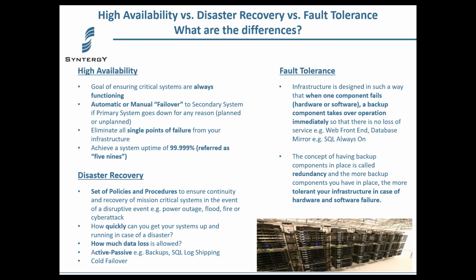High availability is the concept or goal of ensuring that your critical systems are always functioning. In practice, this means creating and managing the ability to automatically fail over to a secondary system if the primary system goes down for any reason, as well as eliminating all single points of failure from your infrastructure.